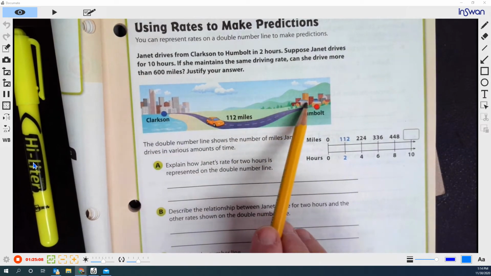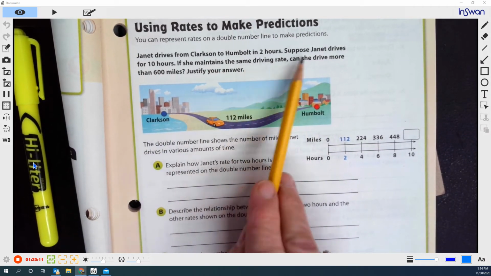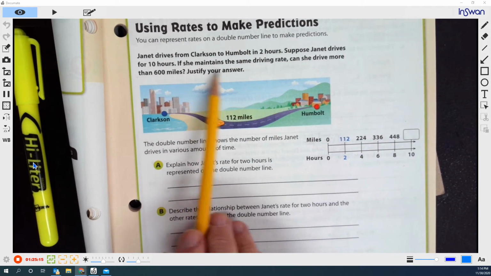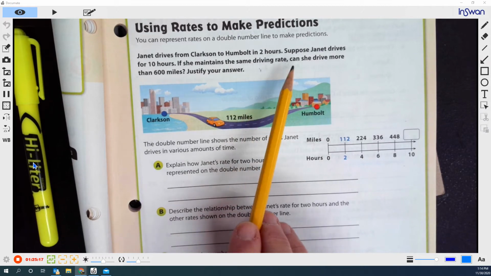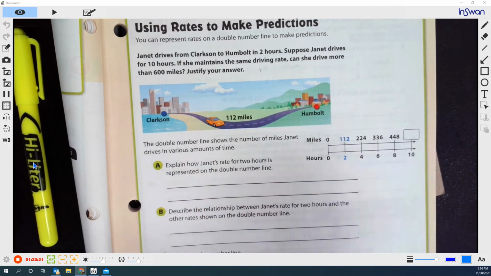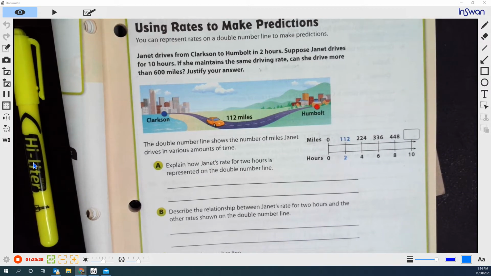Janet drives from Clarkson to Humboldt in 2 hours. Suppose Janet drives for 10 hours. If she maintains the same driving rate, can she drive more than 600 miles? Justify your answer. Now, here's one where a table, or in this case, a double number line, will come in handy.